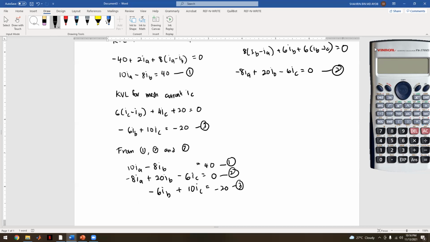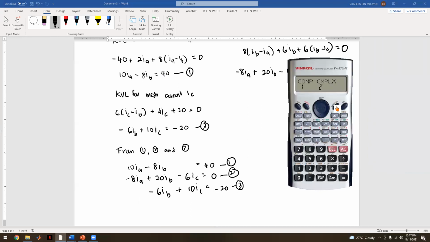Okay, so by using your calculator, please choose mode equations. Click 1. So we have 3 unknowns. Click 3. So it is about your A1, which is 10. Your B1 is negative 8. Your C1 is 0 and your D1 is 40. Your A2 is negative 8. Your B2 is positive 20. Your C2 is negative 6. And your D2 is 0.